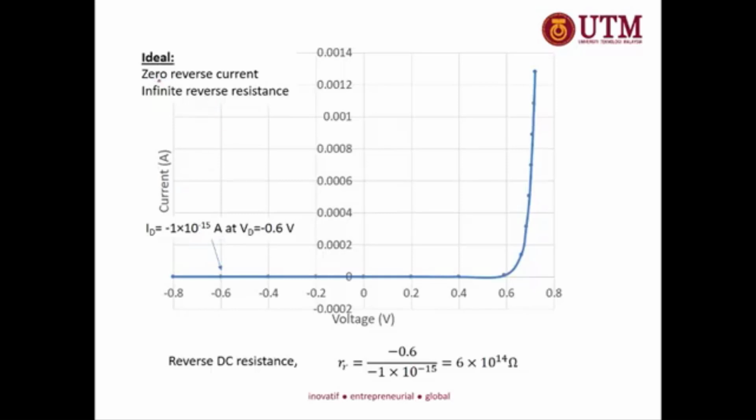So in the ideal case, this is zero reverse current, but now we have 10 to the power of minus 15 ampere. Okay, almost equal to 0. In the ideal case, the reverse resistance should be infinity because of 0 reverse current. So now we can calculate the reverse DC resistance by simply dividing the voltage over the current. So minus 0.6 over 1 times 10 to the power of minus 15 is equal to 6 times 10 to the power of 14 ohm. So this is very high, almost equal to infinity.